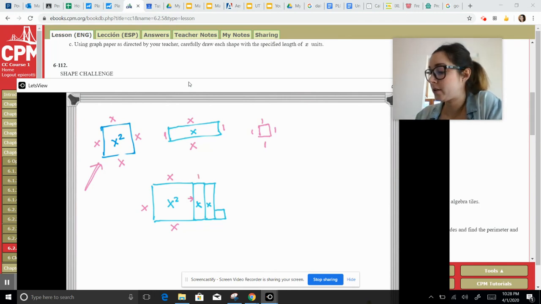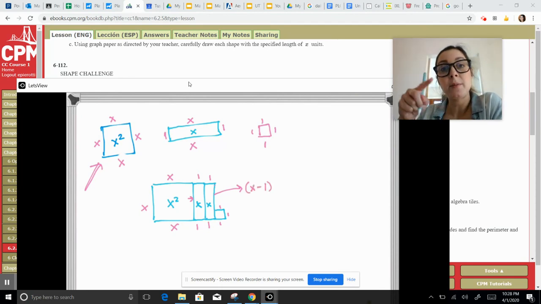Then continuing to go around, this side is 1, 1, 1, 1. This is 1 all the way around. And then this side, remember, is the weird side because it's got the overlap with the unit tile. So this would be x minus 1. Then when you add the perimeter all together, you just need to make sure to add in x minus 1 for one of those sides.